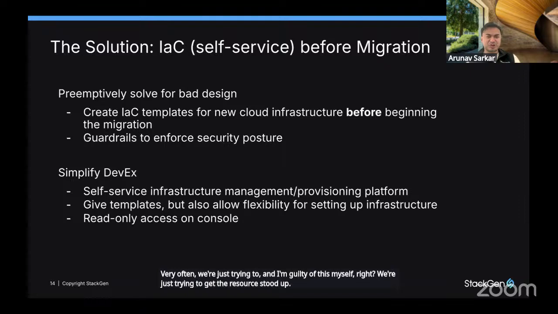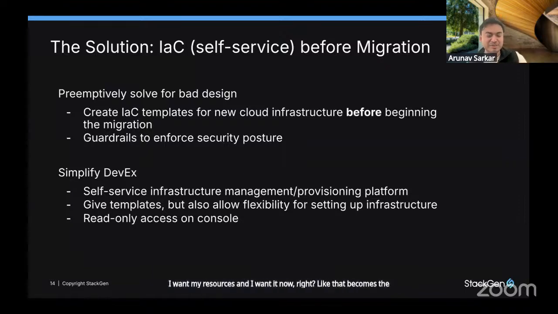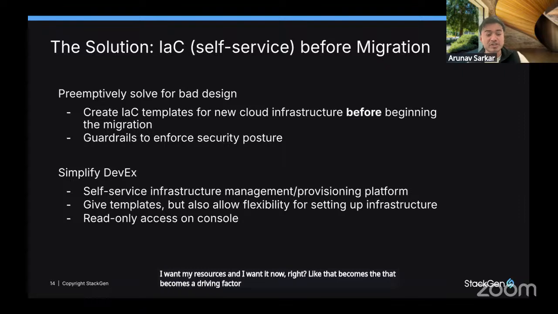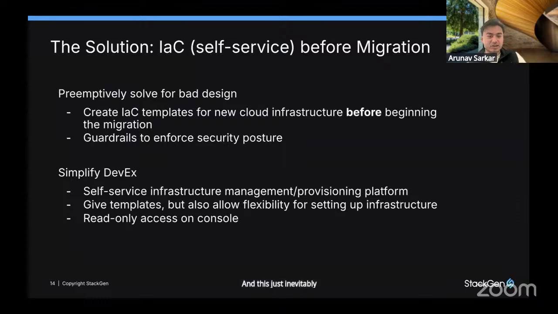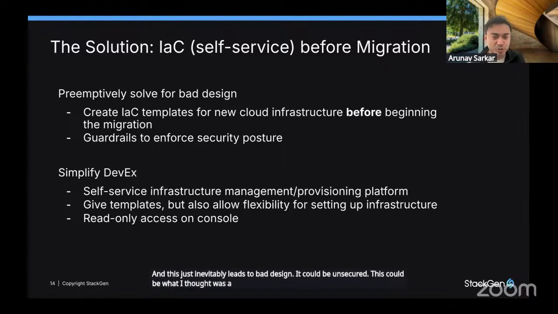It starts asking for security groups and what IAM role to assume, and it's like, okay, let me just pick this one. I think the other guys are using this too, and I just want my resource. I want my resource and I want it now, right? That becomes a driving factor for how we do things through the console. And this just inevitably leads to bad design. It could be unsecured. This could be what I thought was a temporary testing Kubernetes sandbox that ended up getting turned into our QA environment, right? It could just evolve and grow into a lot of things without actually getting fixed, right?